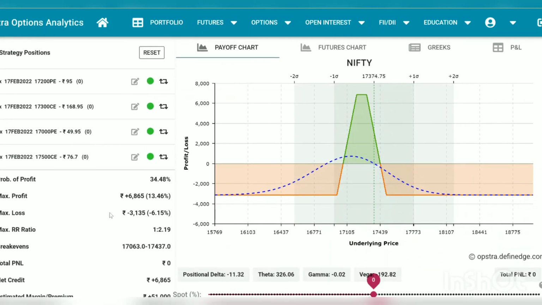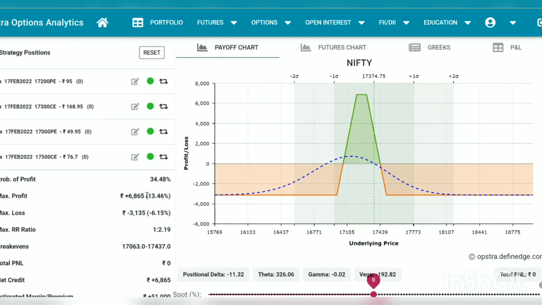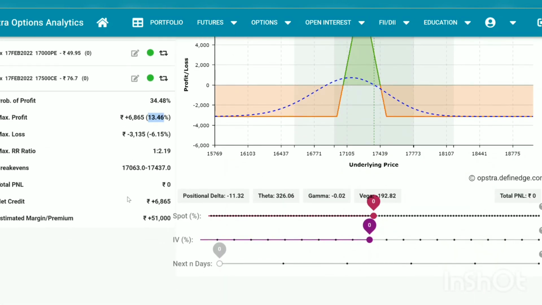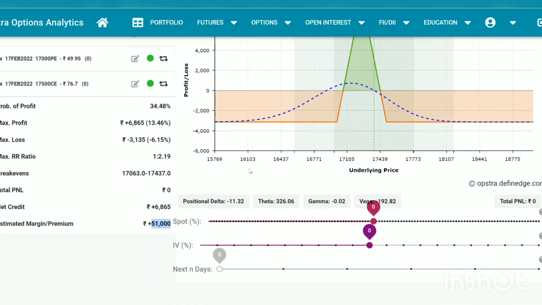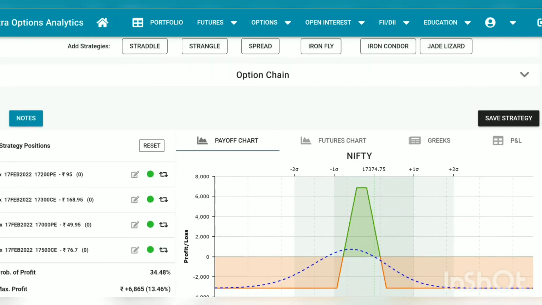In this we have limited loss, that is 3,000 at max. If we don't close also, we will be at a max loss of 3,100 and a max profit of 6,800, which is 13% of my invested capital. If you see how much margin it requires, 51,000, and the break-even levels for me are 17,063 on the downside and 17,400 on the upside. So this is how we can see the payoff chart for this particular strategy, and we can save this strategy.